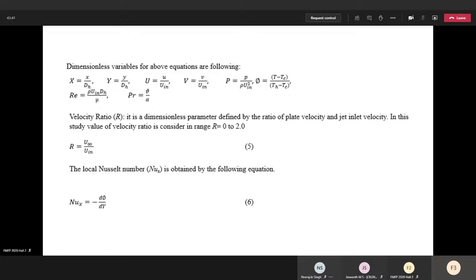In the above equations, many non-dimensional variables are used, which are the following: x, y, u, v, p. The velocity ratio is the dimensionless parameter defined by the ratio of net velocity and jet velocity. In this study, the value of velocity ratio is considered in the range R equal to 0 to 2.0. Mathematically, it is given in equation 5, and the local Nusselt number is obtained by the following equation, and Rex is equal to minus dθ by dn in equation 6.